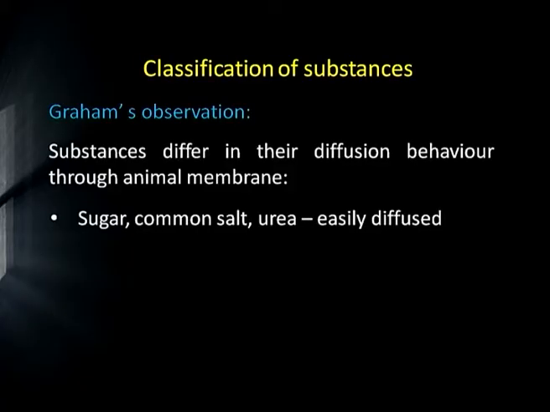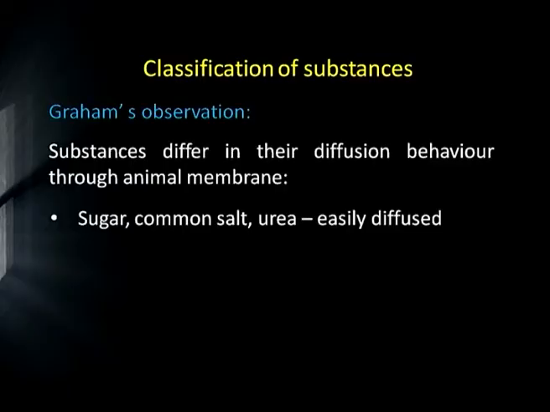Let us look at Graham's observation. While studying the behavior of substances in solution with regard to their diffusion, he made important observations. In one of the experiments, he took a colored sugar solution in a glass and poured water from the sides very slowly to fill the glass. He observed that it took a long time for the color to reach the top of the water level. That means to spread that color upwards so that the solution becomes uniformly colored.